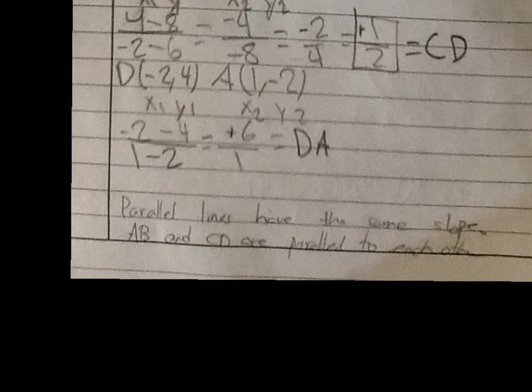Now it's DA. So X1 is negative 2, Y1 is 4, X2 is 1, and Y2 is negative 2. So Y2 goes first, so it's negative 2 minus 4, and that equals negative 6. Then it's X2 minus X1, so it's 1 minus negative 2, which is 3. So I got 6 over 1. That's DA. So parallel lines have the same slope. AB and CD are parallel to each other.